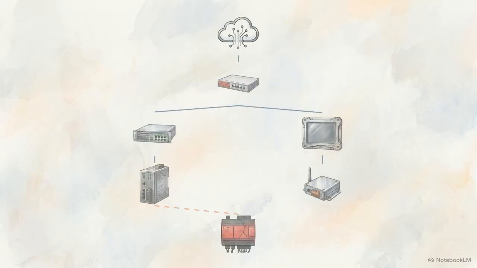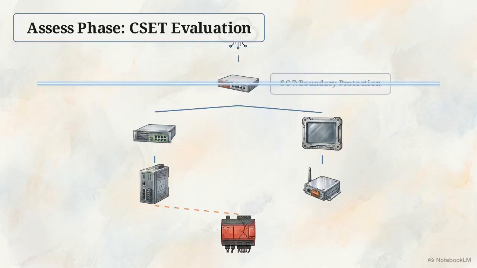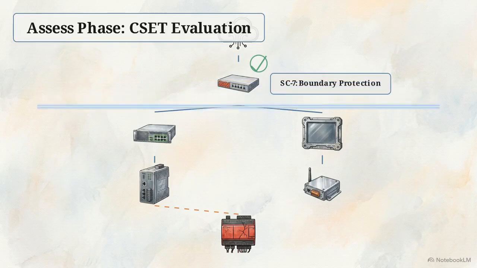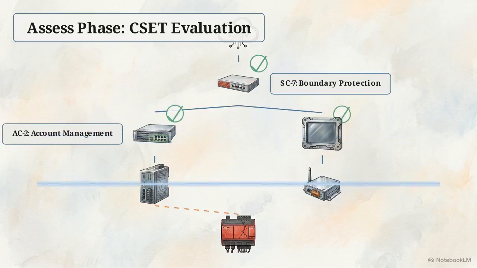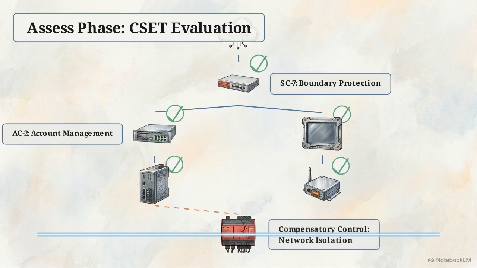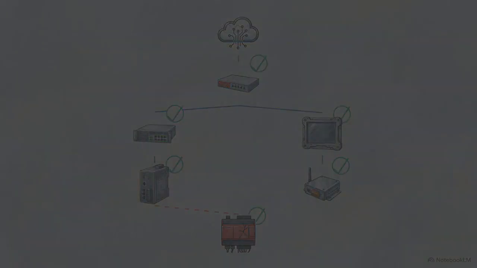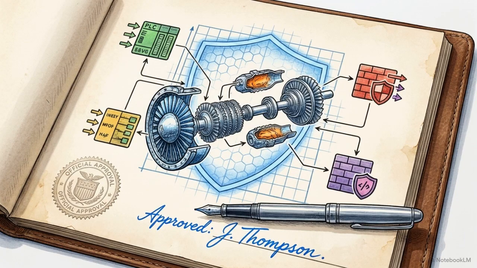To verify our newly secured architecture, we enter the assess phase. This requires a formal audit using tools like the Cybersecurity Evaluation Tool, or CSET, specifically version 12.2 and above, which scans the completed network. CSET directly maps the network's current defenses against the specific controls listed in Appendix F of the NIST 800-82 Revision 3 guidelines. The tool rigorously verifies that any compensatory controls we built around legacy systems are mathematically sufficient for the system's impact category. This brings us to the authorize phase.